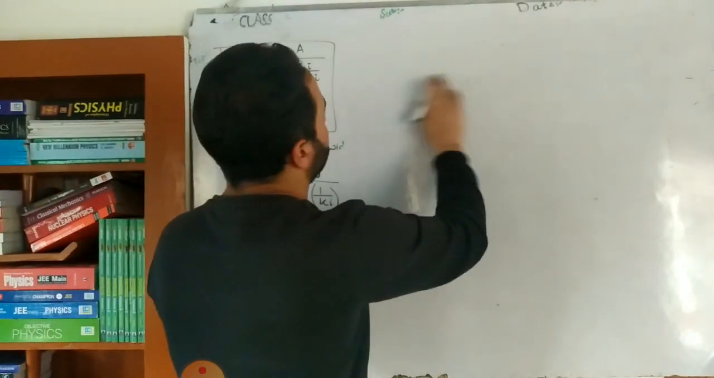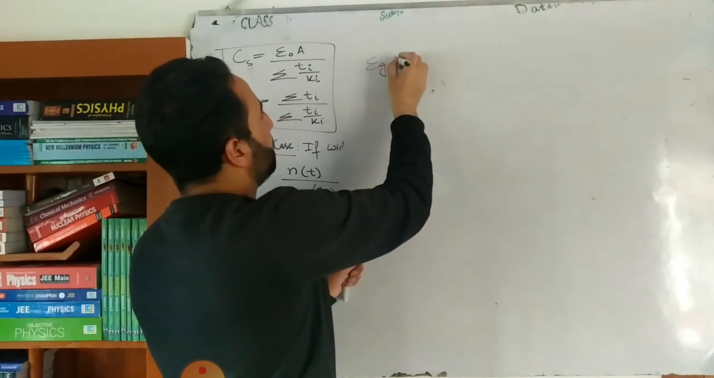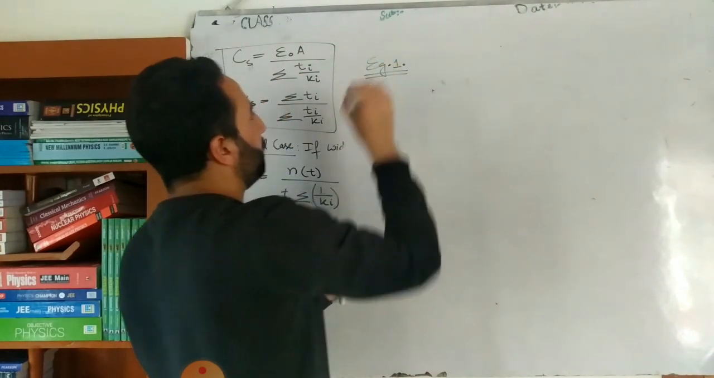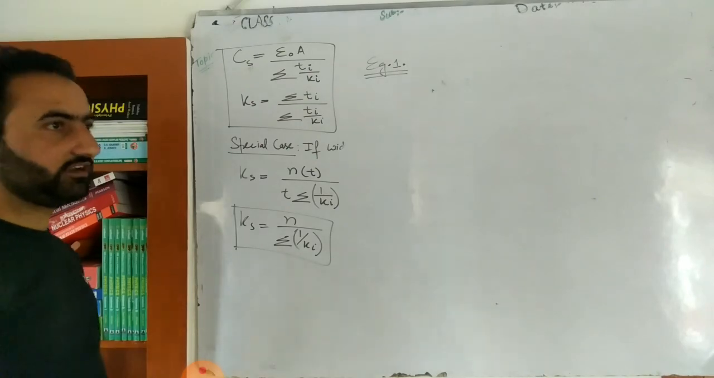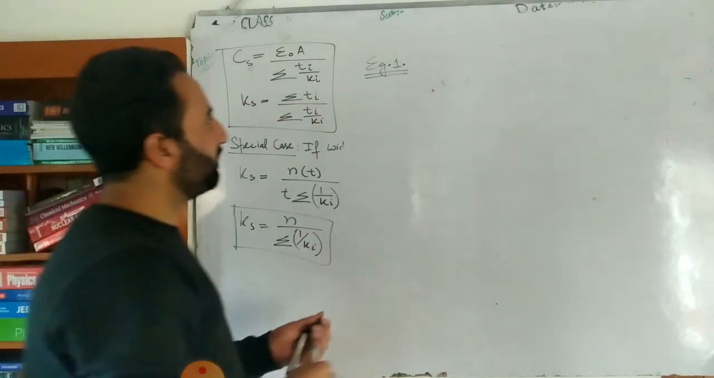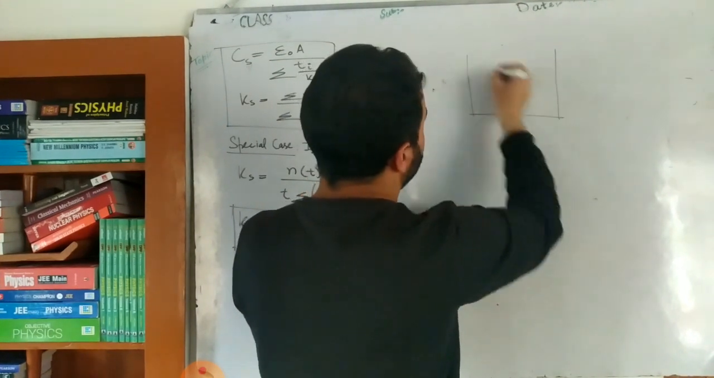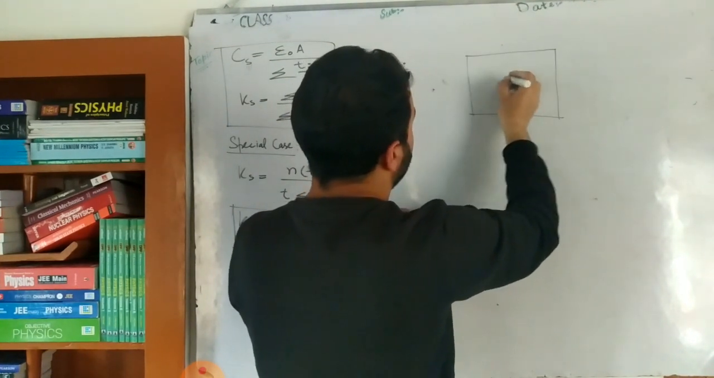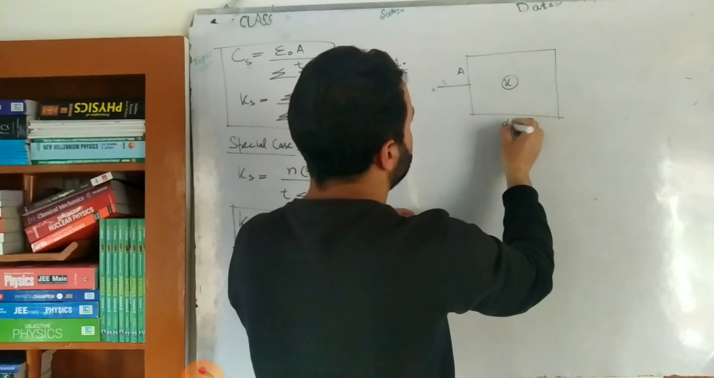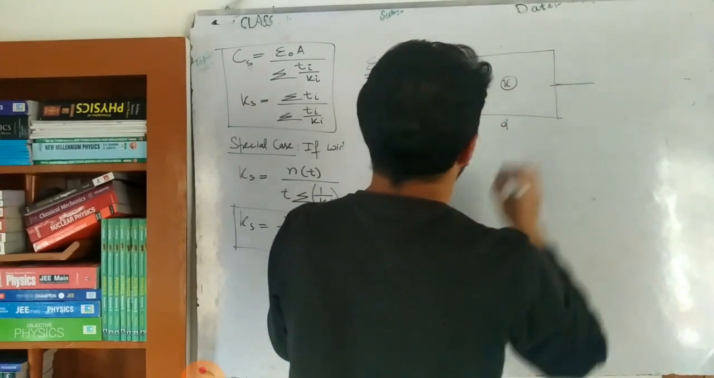Example number 1. These are the examples that are based on the dielectric in series. Example number 1 is simply like this. We'll start with the simplest example. Here the dielectric constant is K, the area is A, and the separation is D. The question is to calculate the capacitance.